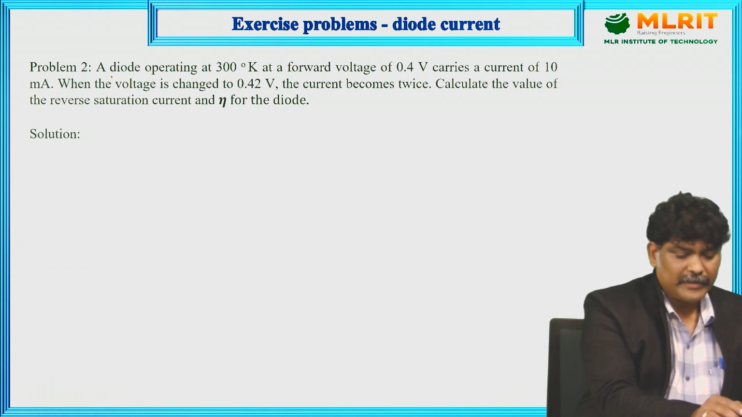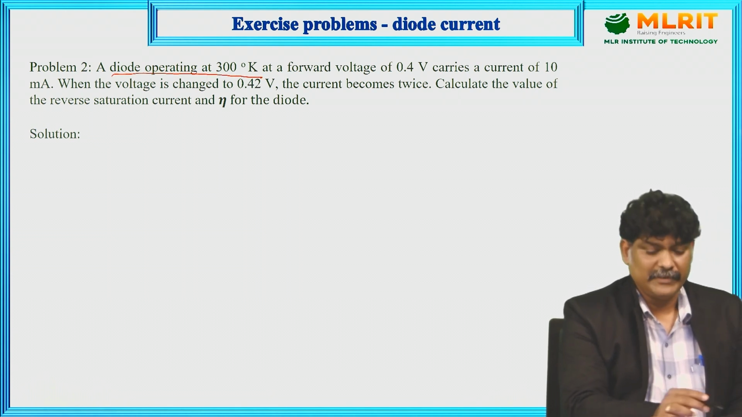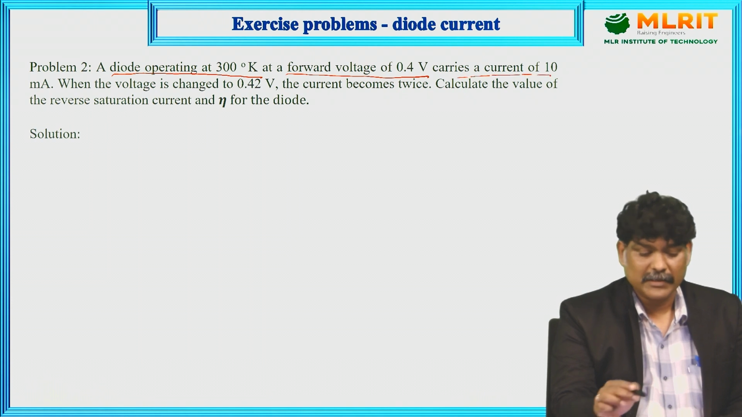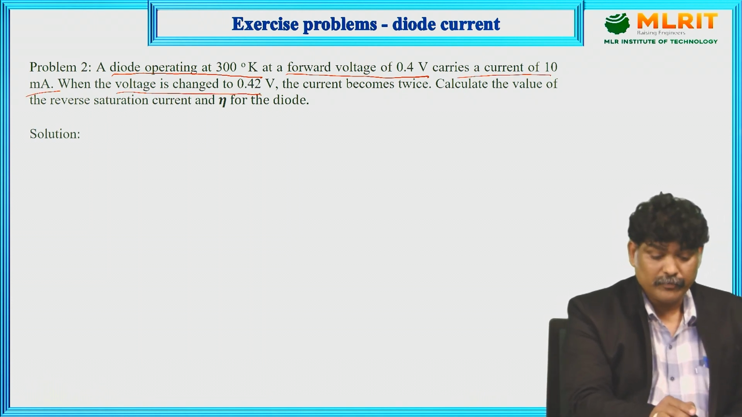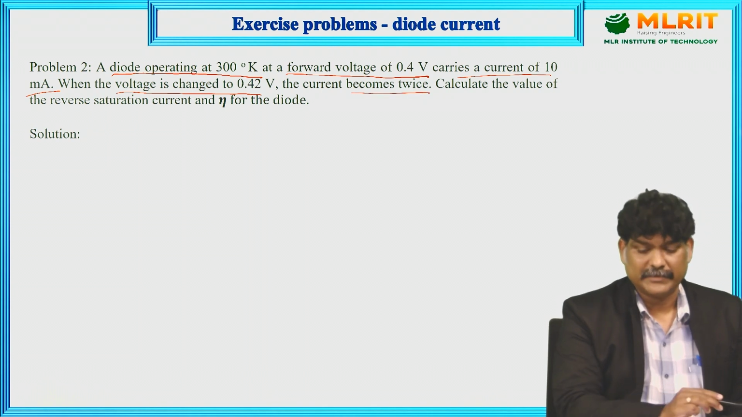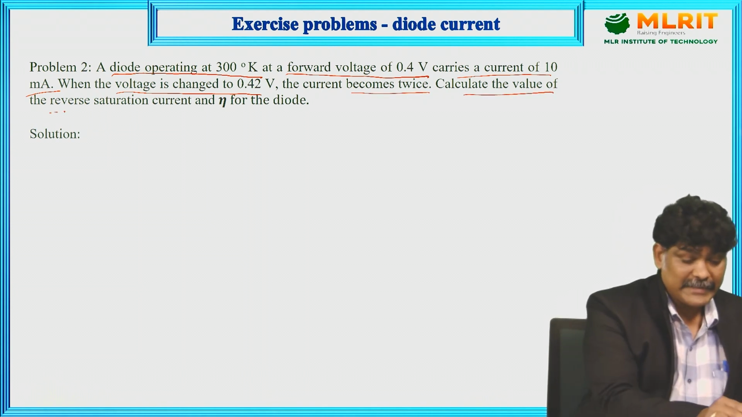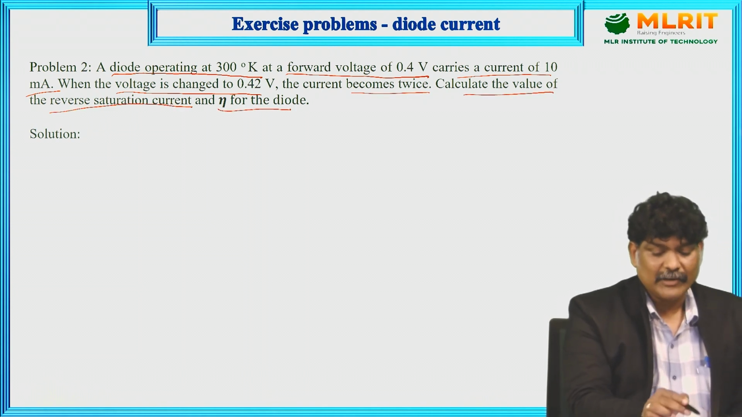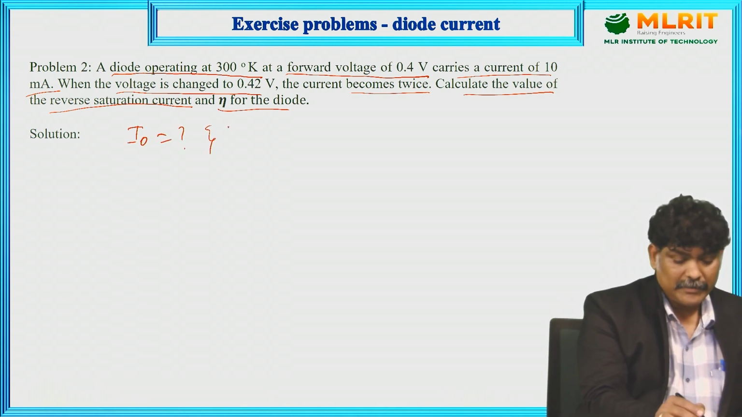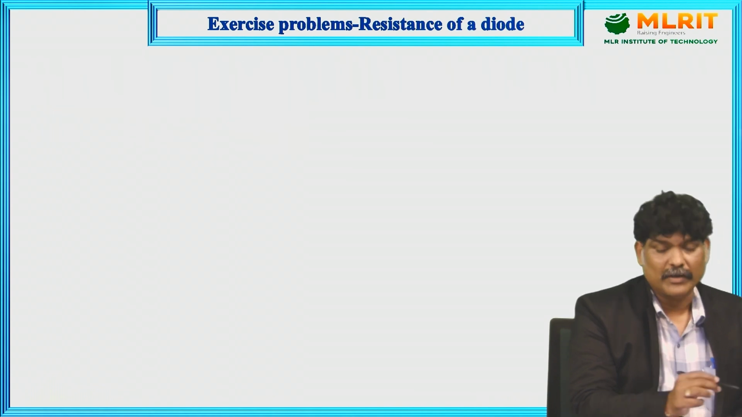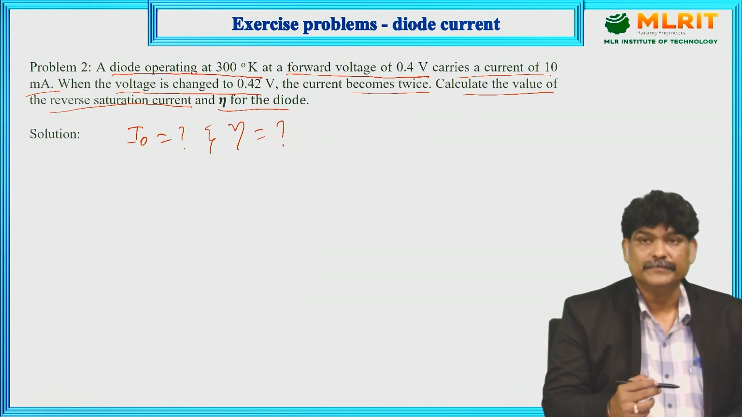Here we are given a diode operating at 300 degrees Kelvin at a forward voltage of 0.4 volts carries a current of 10 milliamperes. When the voltage is changed to 0.42 volts, the current becomes twice. Calculate the value of reverse saturation current and eta for the diode. So what we have to calculate? Reverse saturation current is what? And eta, the material constant, is what? We have to calculate these two.